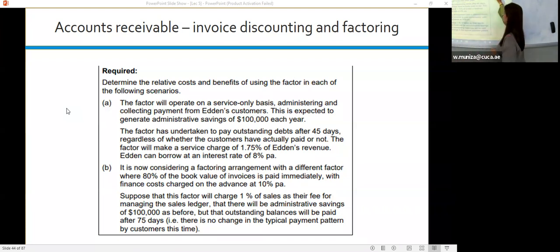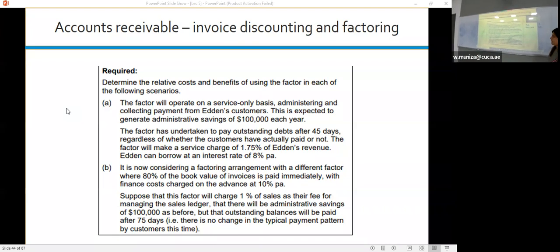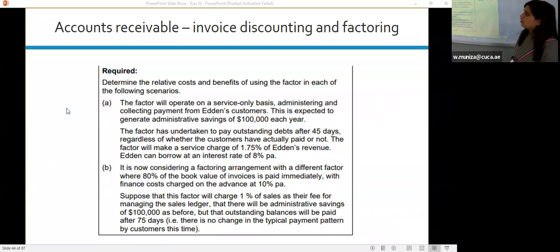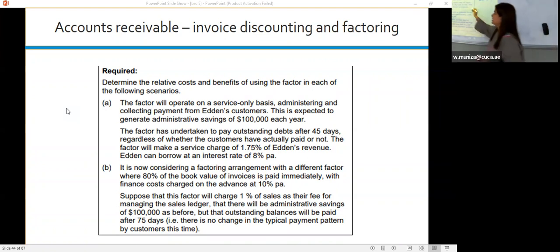So the first saving, the first benefit in front of us, is administrative savings. How much? $100,000. The factor has undertaken to pay outstanding debts after 45 days, regardless of whether the customer has actually paid or not, but the factor is going to pay the company within 45 days. The factor will make a service charge of 1.75% of agent's revenue. So the first cost will be 1.75% of agent's revenue. We are going to see in the scenario how much this is.